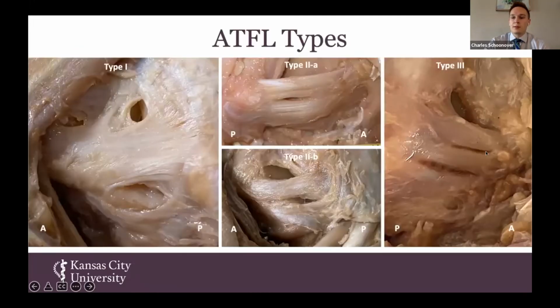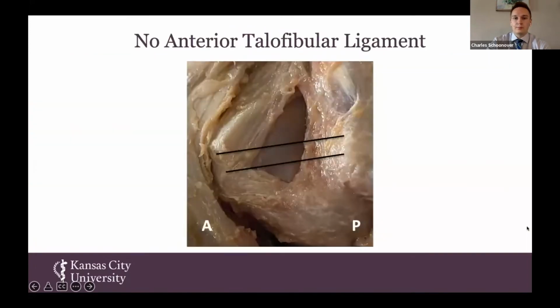So these were my findings. This is type 1 with a single band, 2A incompletely separated, 2B, which was completely separated, and then type 3 with 3 distinct fascicles. And then here's an example of no ATFL. This is where you would expect to see it.